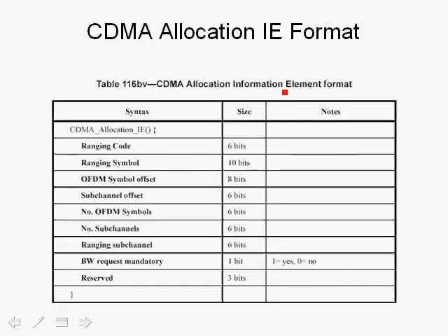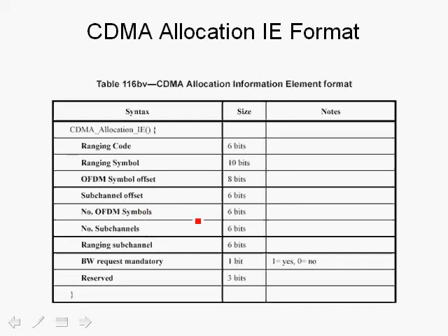The CDMA allocation information element is basically the base station sending information back to the subscribers, indicating what ranging code was used by the subscriber. And remember, the codes were up to 48 CDMA codes, so that's why this is 6 bits. And of course the ranging symbol used, which as we said was the actual slot that the subscriber had used in order to send its information. And this is what the base station determined, what code was used, what ranging symbol, and then it sends that back down to the subscriber, of course, with information about the OFDM offset, subchannel offset, number of symbols, etc.